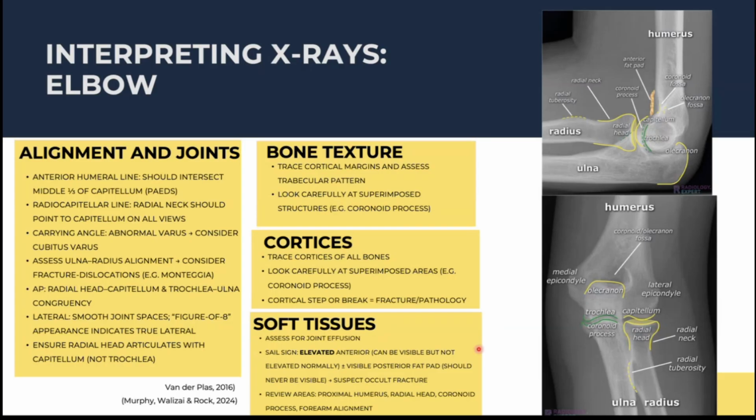And then you also want to make sure that you're reviewing any areas proximal to the elbow as well, and assess if there's any fracture of the distal humerus. And then look at the head, the coronoid process, and the forearm as well.